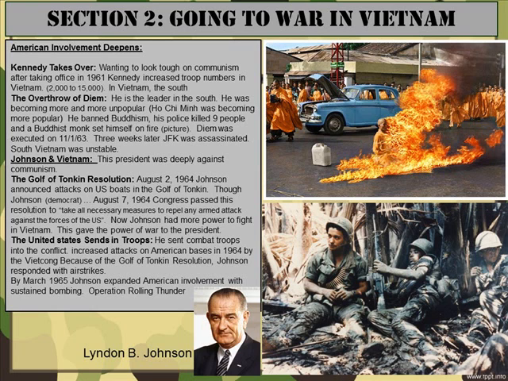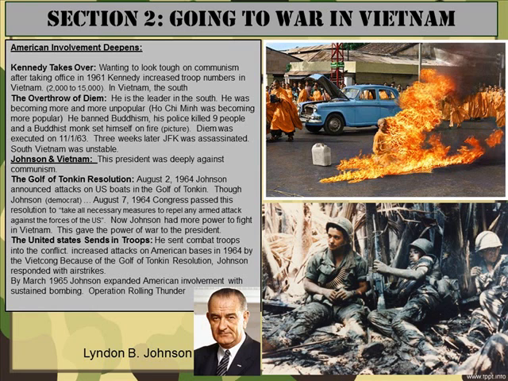He was deeply against communism. The Gulf of Tonkin Resolution. Now, this is a huge deal because what it does, on August 2nd, 1964, Johnson announced attacks on U.S. boats in the Gulf of Tonkin. Though Johnson, a Democrat, in 1964, Congress passed this resolution to take necessary measures to repel any armed attack against U.S. forces. So what happened was Congress gave Johnson the power to basically do whatever he wanted to militarily without being checked by Congress. So those checks and balances that are typically there were now gone with the Gulf of Tonkin.